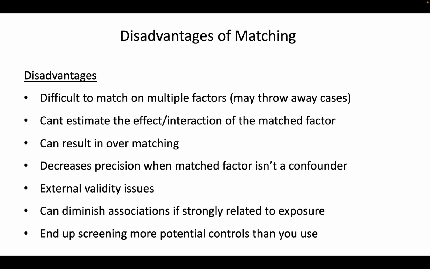And you end up screening way more controls than you need. Let's say there's a really common combination of your confounders and you reach your 4-to-1 ratio of controls to cases. From then on, whenever you screen someone who has that combination of confounders, you're going to have to discard them even though you put effort into screening them, because we've already reached the maximum number of people to assign to those cases.